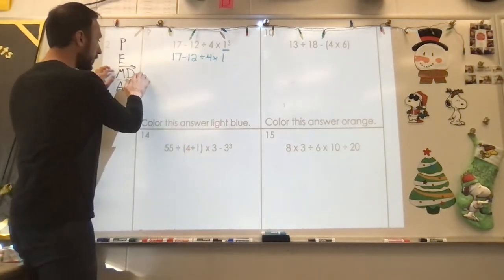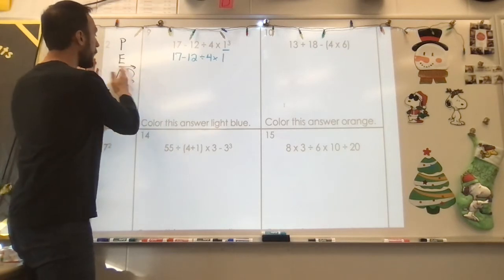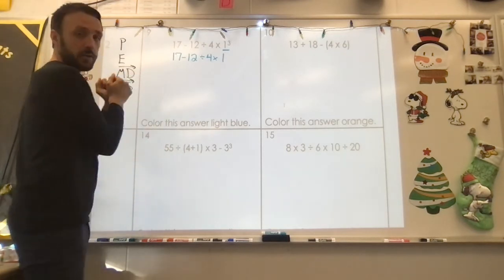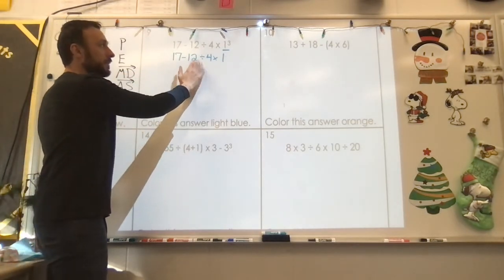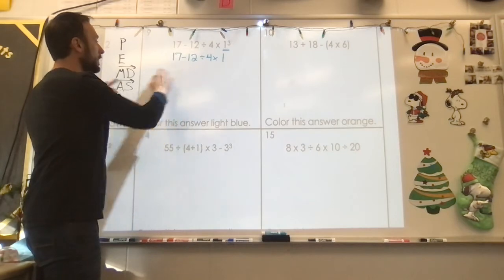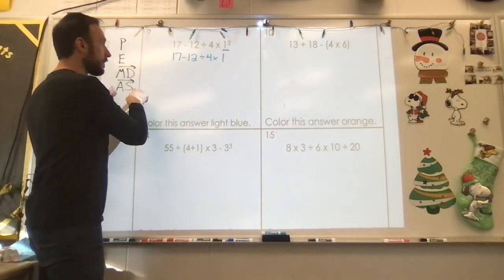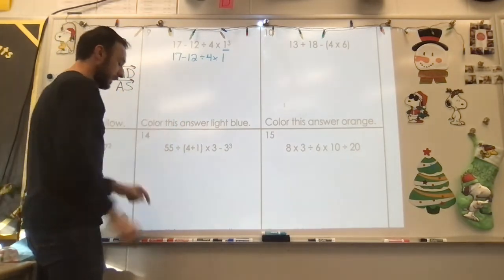M and D, multiply and divide, are kind of like buddies. We work from left to right. That's why they have the arrow above their head. We work from left to right. So I'm going to do my division first because it comes first in the problem. That's true for multiply and divide, and add, subtract. We work from left to right when we have more than one of these symbols in our problem.